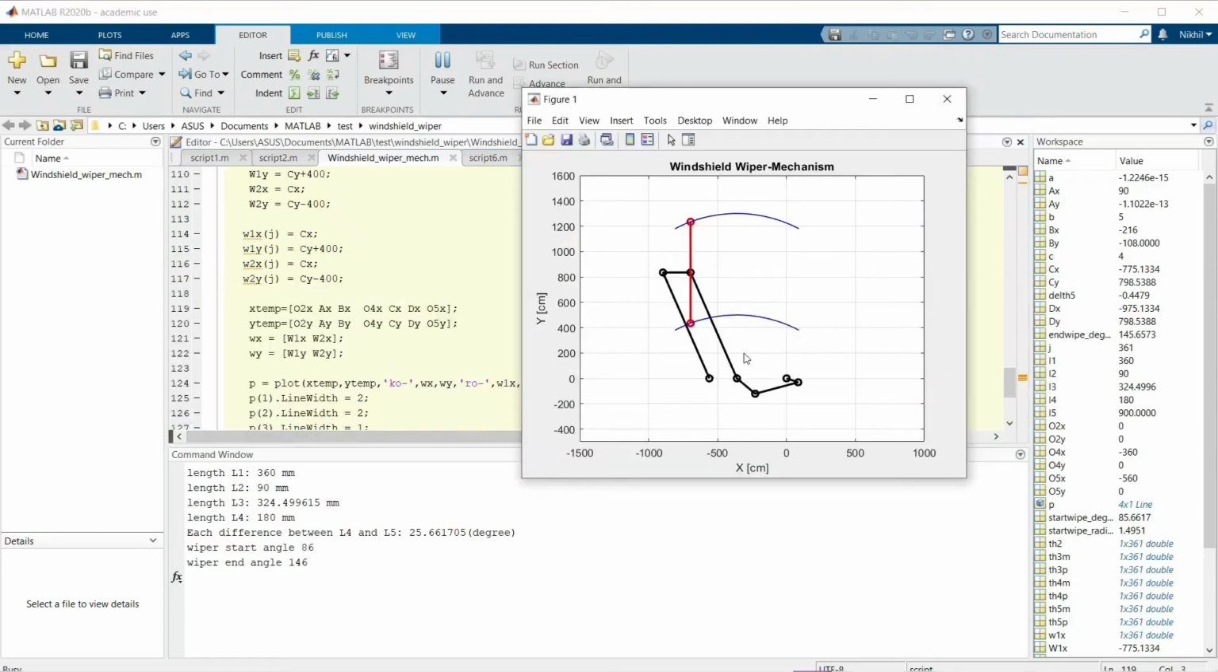And also the difference from the construction and this simulation is that I have reduced the angle between the vertical, this line and the windshield wiper arm, so that it looks more realistic and it does not just wipe here, so that it will wipe here.